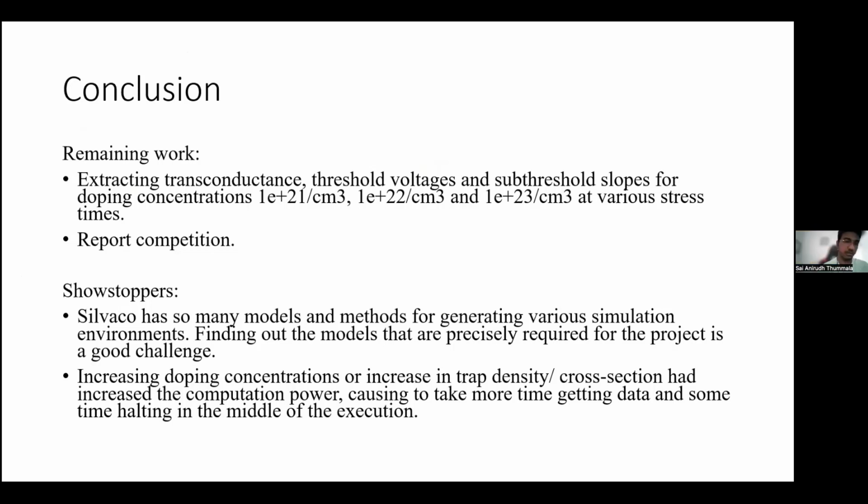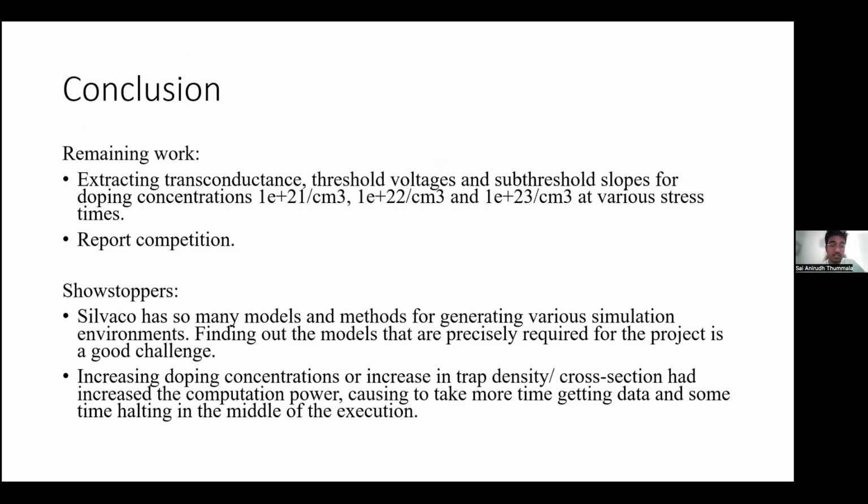Now coming to the remaining work that we still have, as we previously mentioned in the previous slide, extracting the transconductance, threshold voltage and subthreshold slopes for the different doping concentrations at various stress times is still remaining, and we still have to complete the report.